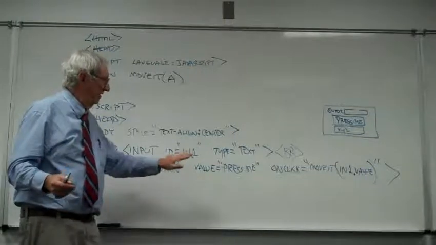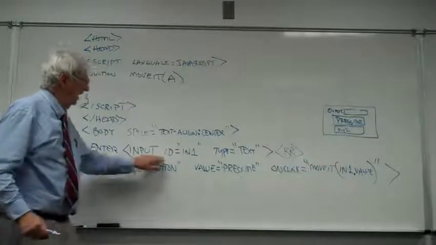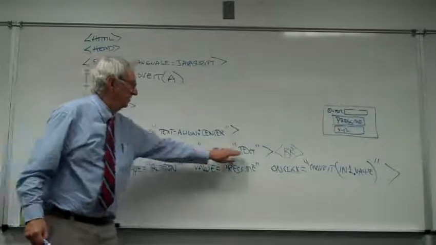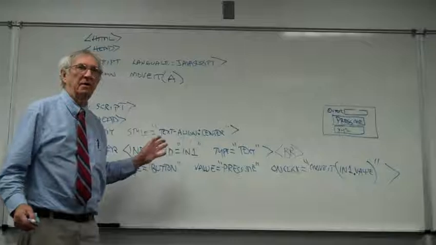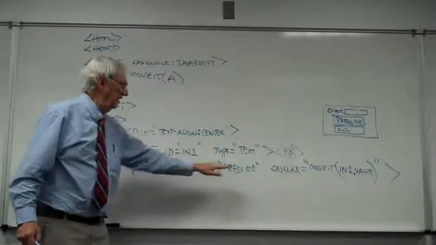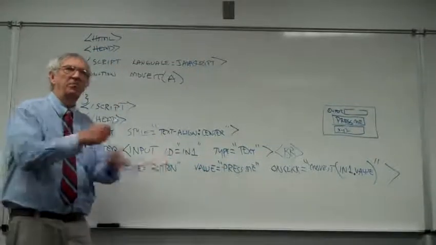Now while we're at this level right here, I'm going to talk about some things. ID equals N1 and type equals text. Those could be reversed. You could have them in a different order. It would still work. It turns out that it doesn't care. These lines don't care where you put anything.